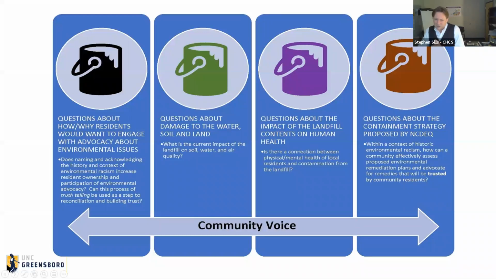Finally, through the charrettes with community members, we collected buckets of issues. We called this our bucket list. On the bucket list were questions about how and why residents would want to engage with advocacy about environmental issues. Why should people be concerned? Questions about what are the damages to the water, soil, and land as a result of having a buried landfill in their neighborhood. Questions about the impact of the landfill on human health.